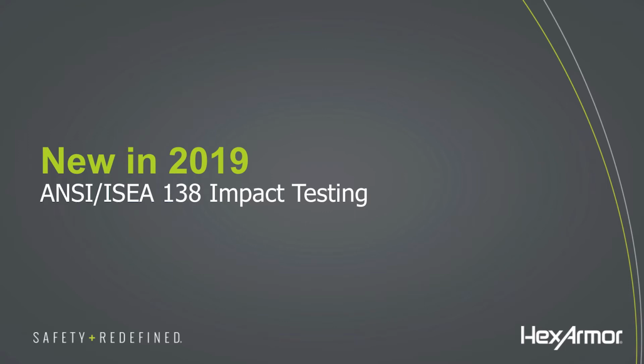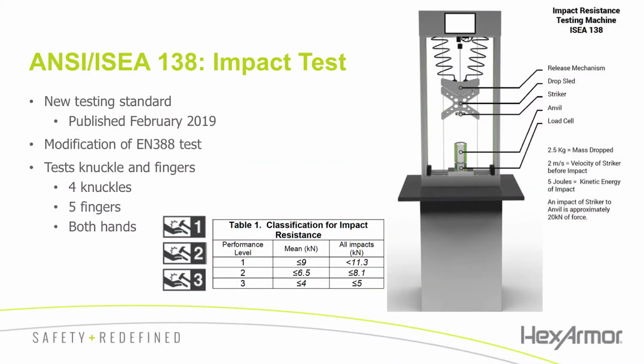So as soon as CE published the EN 388 Impact Standard, the ANSI ISEA assembled a group of 25 manufacturers that started to outline their own impact standard. As you saw published in February this year, ANSI ISEA finally launched this upgraded standard. While they still use the same machine and the same basic test elements, ANSI ISEA calls for modifications to the previous method.